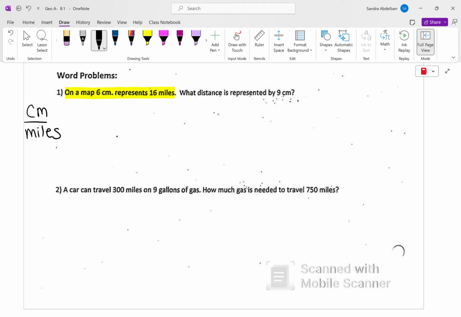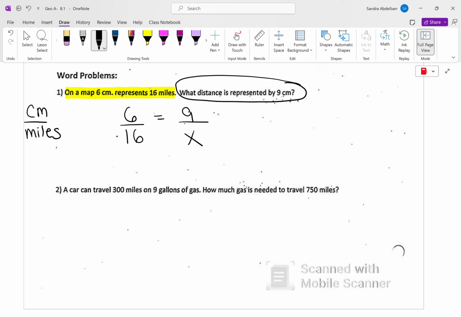And once I decide, you could decide anything. You could have decided that miles was on top and centimeters was on the bottom. But once you decide, you have to stick with that the whole entire time. So they're saying 6 centimeters represents 16 miles. So I made my ratio of 6 over 16. That's going to equal, now it says, what distance is represented by 9 centimeters. Where should I put that 9? In the numerator or in the denominator? PJ. In the numerator. So my 9 centimeters goes on top. And they said, what distance is represented by 9 centimeters? That's what we're trying to find. So there's an x on the bottom.